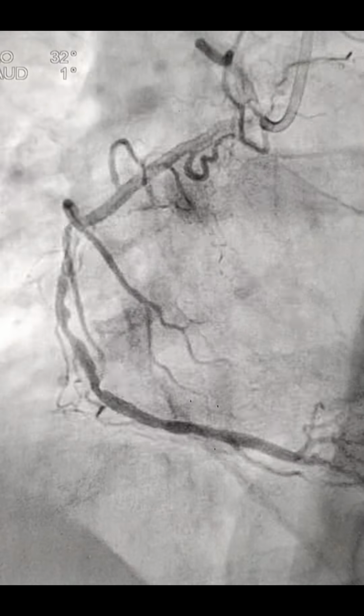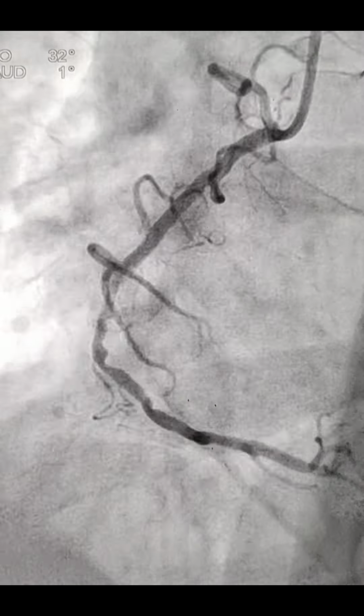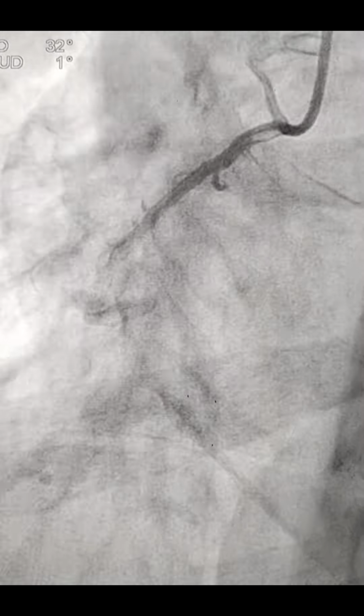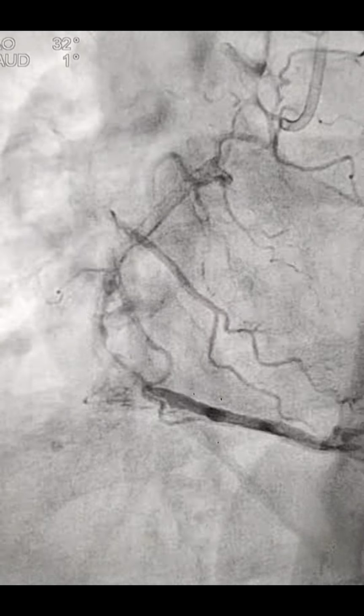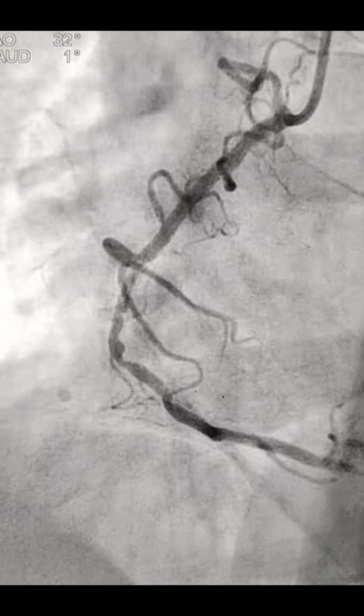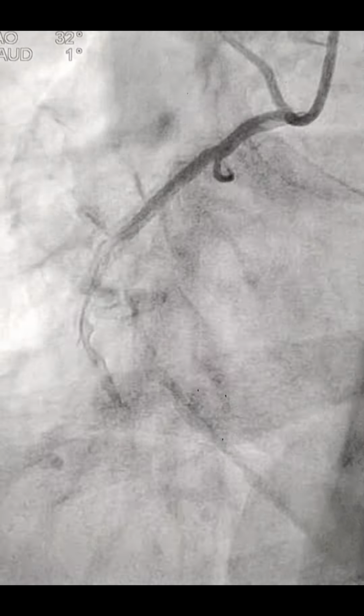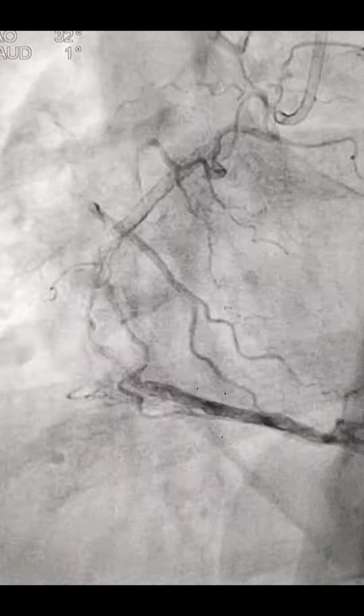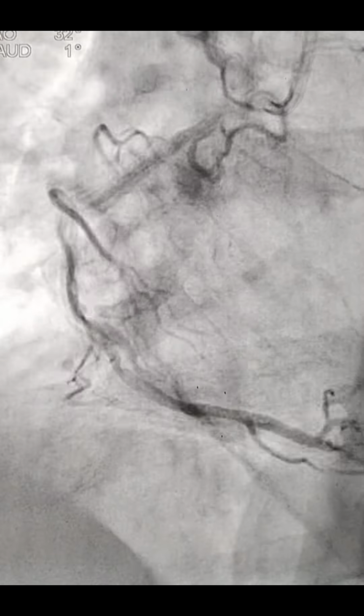So this was a 67 year old patient with a history of PTCA to RCA 10 years back, and now presented with CAD, ACS and STEMI. So you can see this RCA shot. There is a stent from the proximal RCA up to the mid RCA, and this is a type 3 ISR, in-stent restenosis.